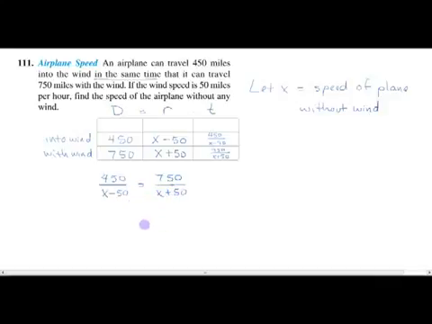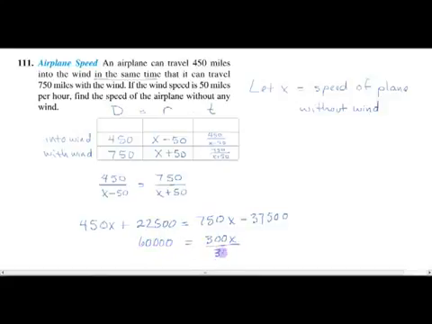Now that I have a proportion, I can go ahead and cross multiply. 450x plus 22,500 equals 750x minus 37,500. Now I'm going to get my x's on the same side, any terms that don't have a variable on the other. This gives me a 300x on the right, and on the left I'll add 37,500. This gives me 60,000.